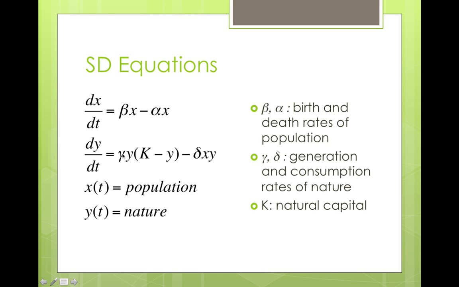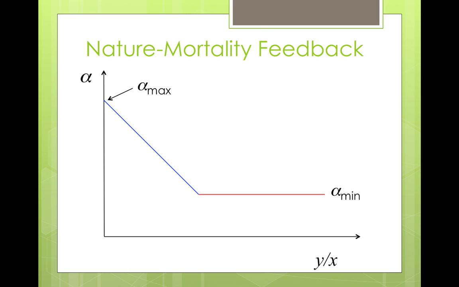equation where nature gets regenerated with an upper limit given by this natural capital, K, and nature gets consumed, delta, and the consumption is proportional to the population. So that's essentially a very simple, two-variable logistical model. I don't want to get too hung up on the math, but I just want to show you what the equations look like.